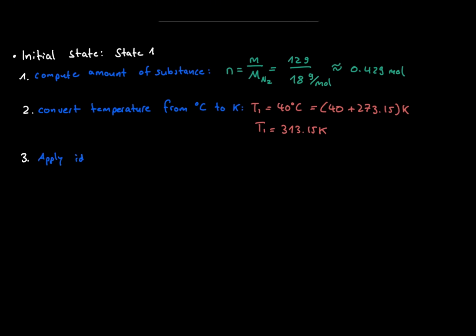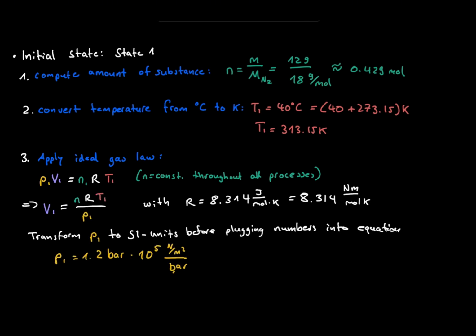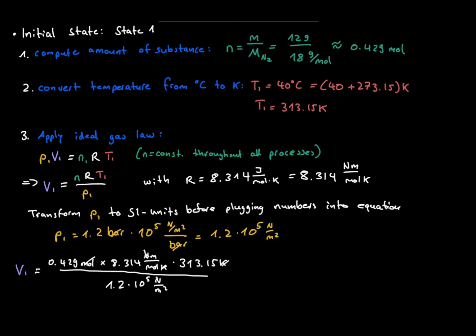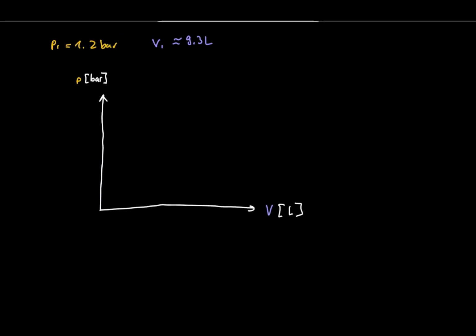Now, we determine the initial volume using the ideal gas law. Solving for volume gives V equals nRT divided by P. Substituting the values, we obtain approximately 9.3 liters. This is our first state. We now plot this point in the PV diagram at pressure 1.2 bar and volume 9.3 liters.